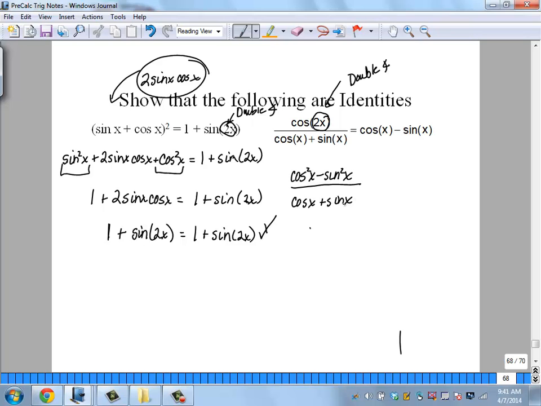I'm thinking if I can factor the numerator, this side will come out nice. Let's see how it works. Now if I take the top, that's the same thing as front seat, back seat, so it's cosine x, or the difference of 2 squares, and it's plus sine x.